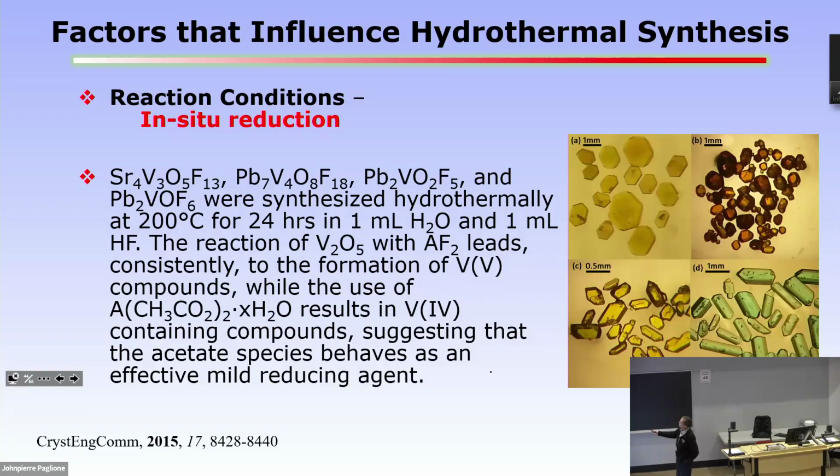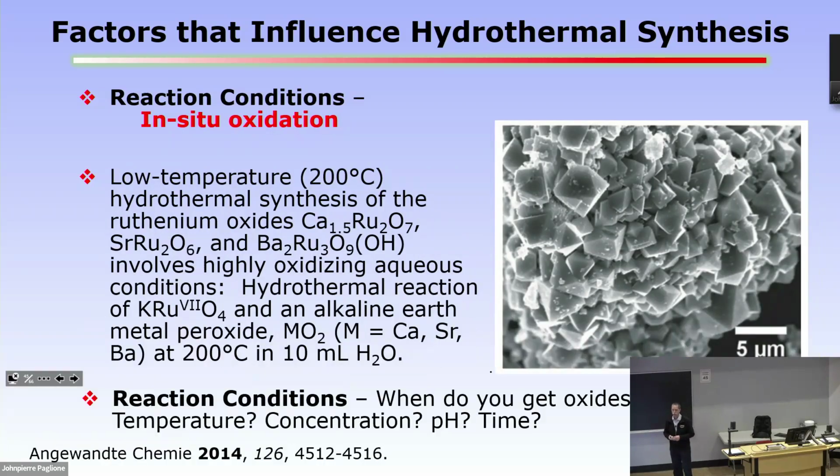we don't really have a reducing agent. You get vanadium 5. Once you put the acetate in, it's a nice reducing agent. You end up getting vanadium 4 out of it. So just the choice of reagents can impact the reducibility of your system.